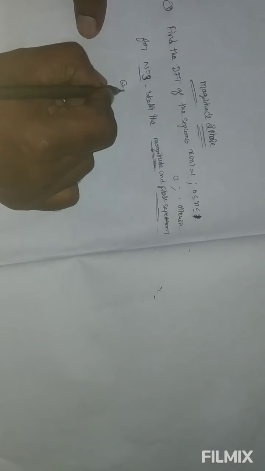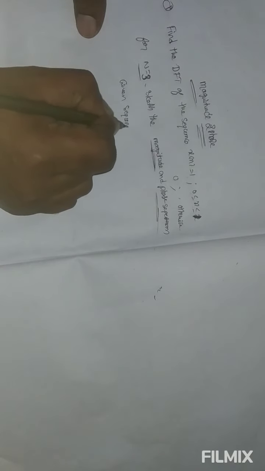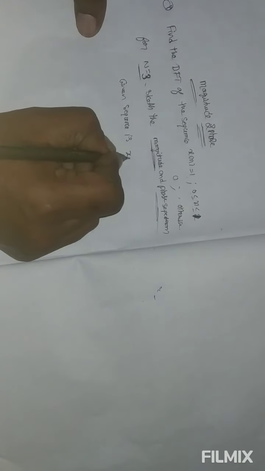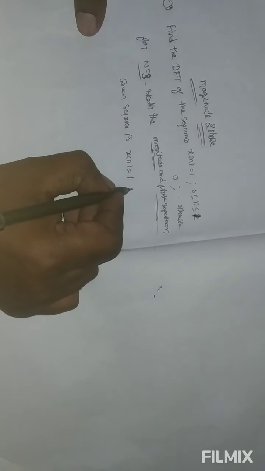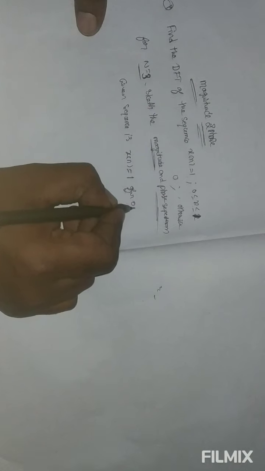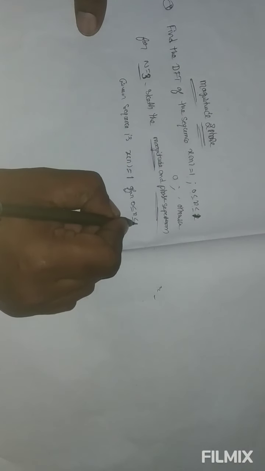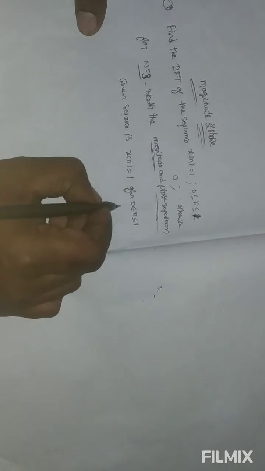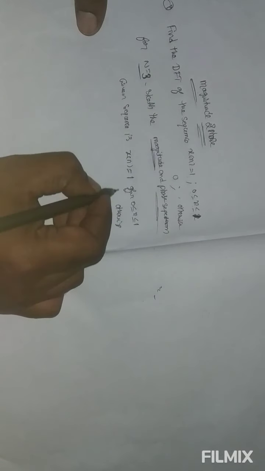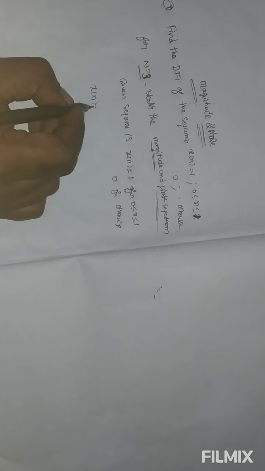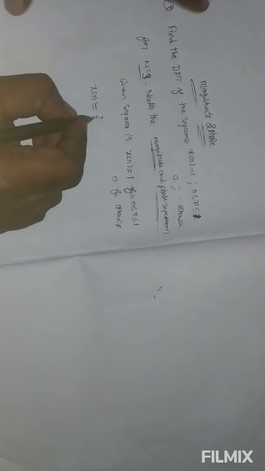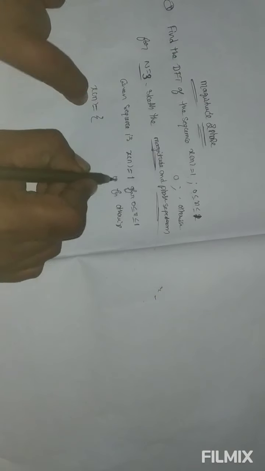The given sequence is x of n equal to 1 for 0 less than or equal to n less than or equal to 1, otherwise it is 0.